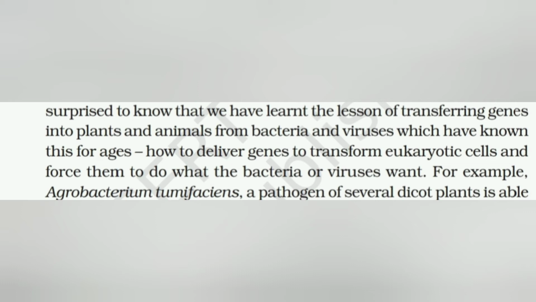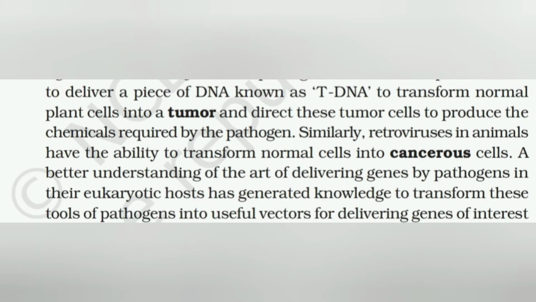How to deliver genes to transform eukaryotic cells and force them to do what the bacteria or virus want. For example, Agrobacterium tumefaciens, a pathogen of several dicot plants, is able to deliver a piece of DNA known as T-DNA to transform normal plant cells into a tumor and direct these tumor cells to produce the chemicals required by the pathogen. Similarly, retroviruses in animals have the ability to transform normal cells into cancerous cells.